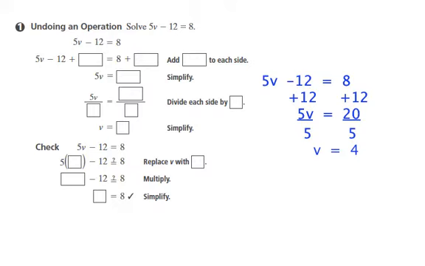Now you can plug that back into the equation and see if that works. 5 times 4 is 20. 20 minus 12 is 8. So that answers the question.